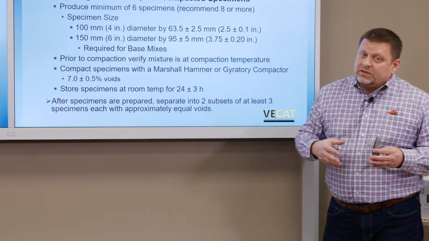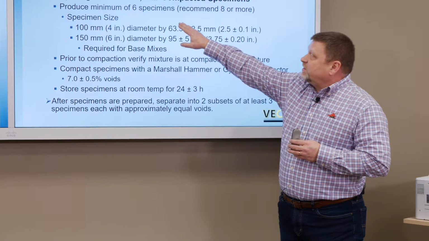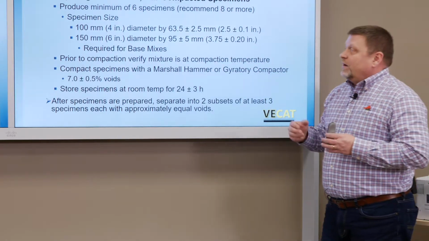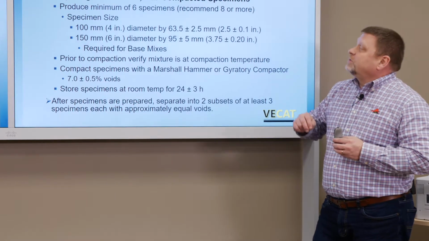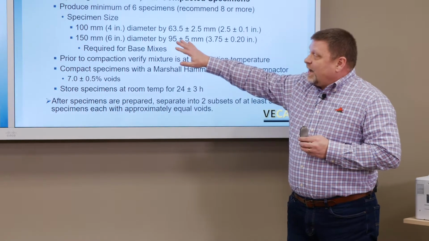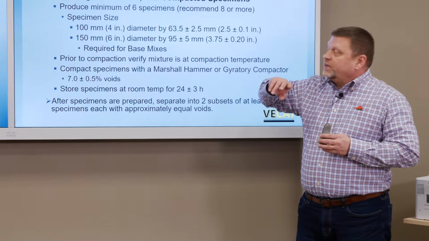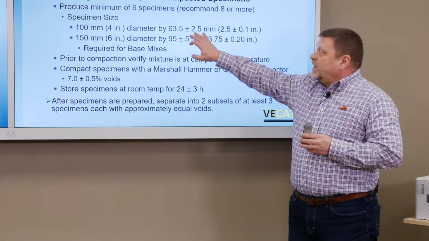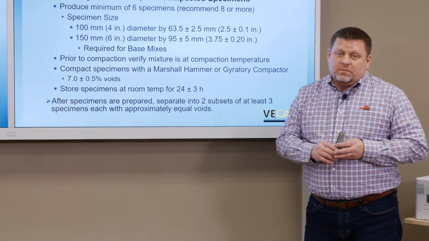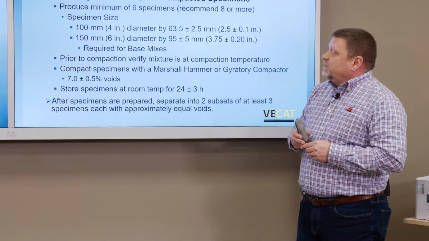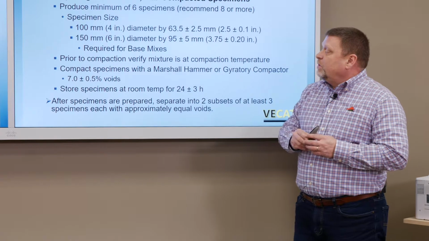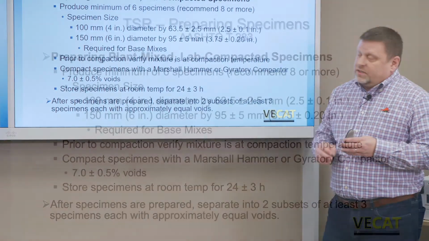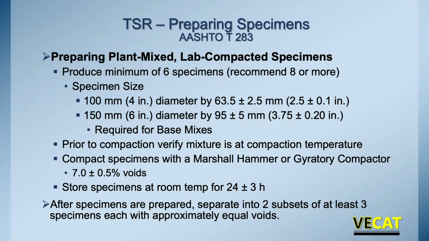In order to run the TSR test, you need a minimum of 6 specimens, but as you can see here, I recommend 8 or more. You'll find out real quick why I recommend the extra samples. Specimen size is purely at the technician's discretion. If he wants to use 4-inch or 6-inch, 4-inch can be used. If you're doing 4-inch, typically that's a Marshall-made sample. 6-inch is a gyratory-made sample. If you're doing base mixes, though, we have to run the 6-inch sample because of the aggregate size.